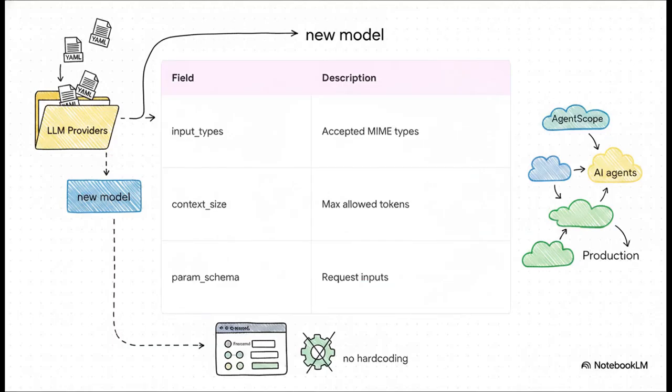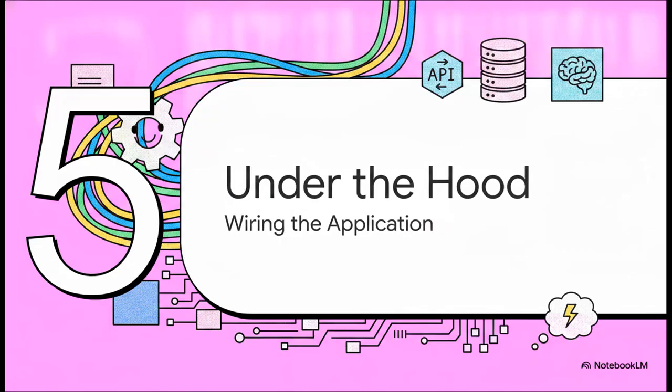Adding a new LLM provider is beautifully simple. It's as easy as dropping a YAML file into a directory. This YAML file basically acts as a declarative model card. It tells the entire system what MIME types the model accepts, its maximum context size, and it provides a declarative JSON schema for request inputs. Because it's schema-driven like this, your front-end UIs can dynamically render configuration forms and capability badges without you ever having to hardcode provider-specific logic into your application. It's so clean.